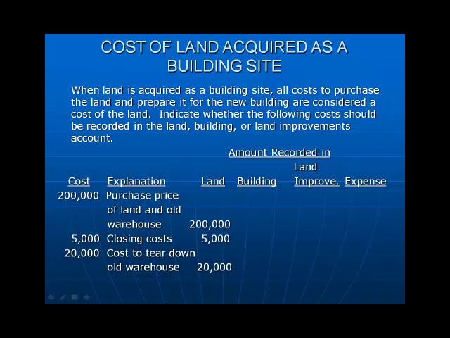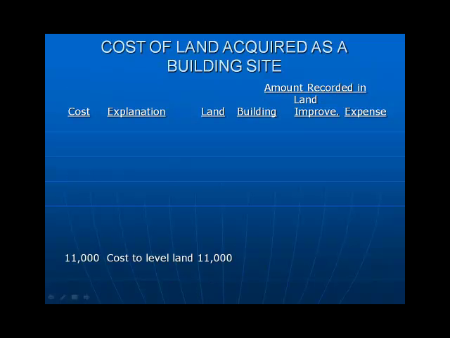Next thing we have is a $20,000 cost to tear down the old warehouse. Again, we're still preparing the land for our new building, so we're going to add this all to the price of land. Next we have an $11,000 cost to level the land. Again, we're still preparing the land for the building site, so we're going to put all $11,000 to land.